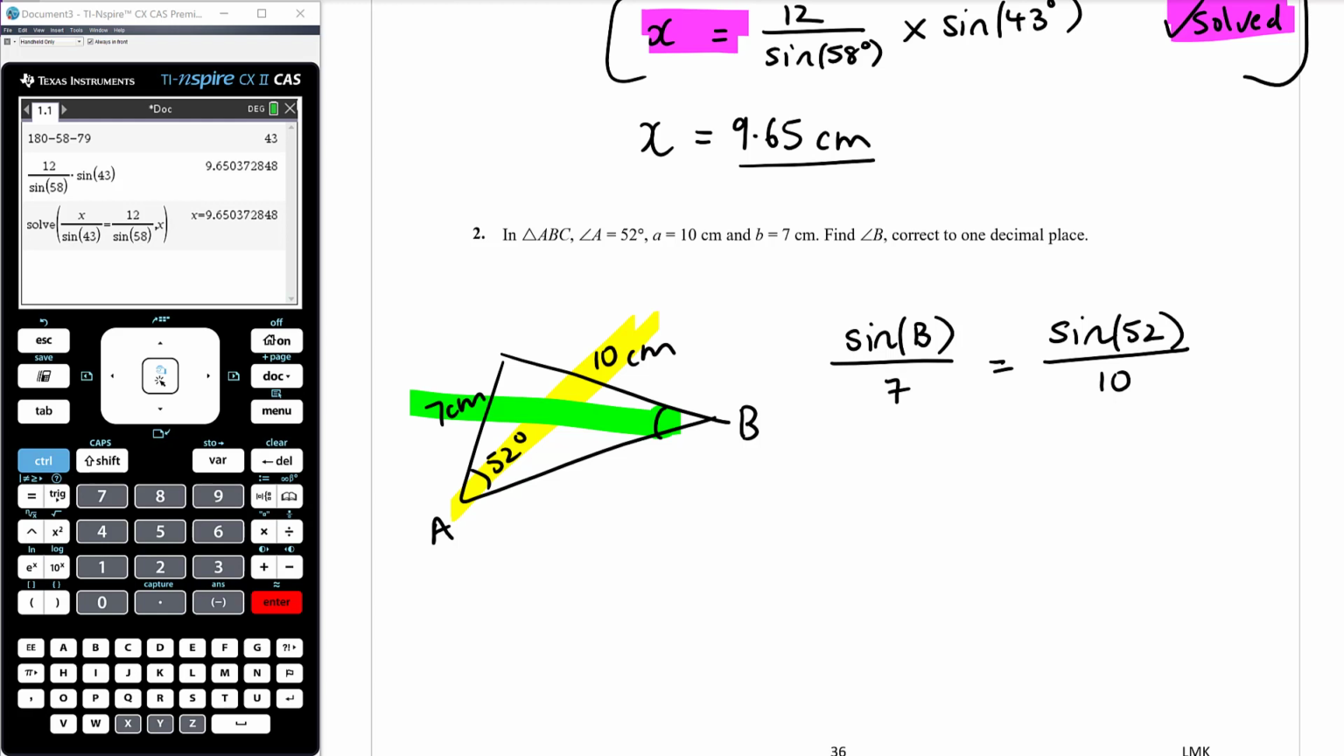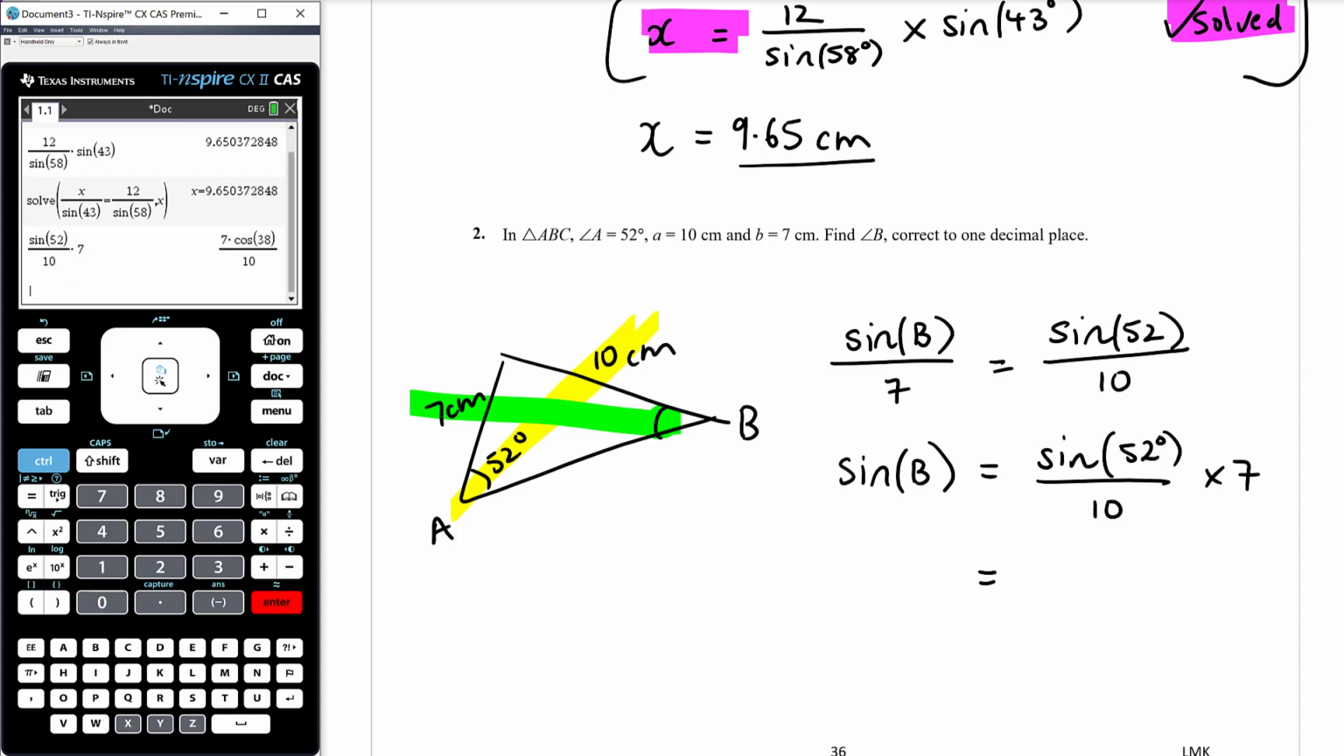Now it is possible, because we could multiply by 7, so we could do this. Don't write this down for a minute. Actually you can, but I'm going to go back and have a look at how I would actually probably do it. So sine of 52 divided by 10 and multiply that by 7, okay? So we could get our CAS to work that out, what that equals. So sine of 52 divided by 10 and multiplied by 7. Oops, sorry, control enter.